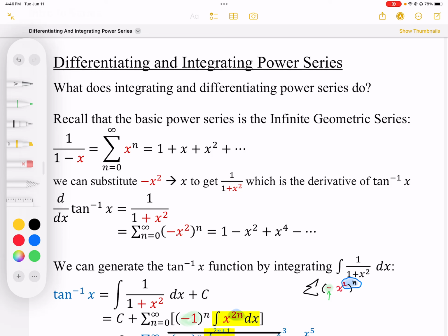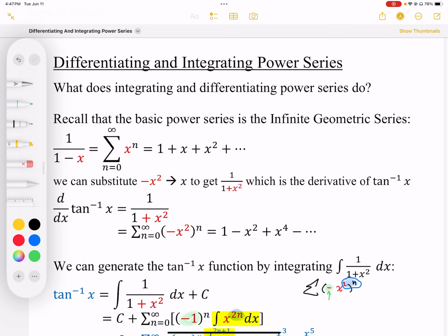Integrating and differentiating power series. So what will integrating and differentiating power series do? If we differentiate a power series, which is basically this power function here, we can do this very easily because it's just a polynomial power. We can use the power rule. What this will do is, if we integrate and differentiate the power series, we can generate new functions.